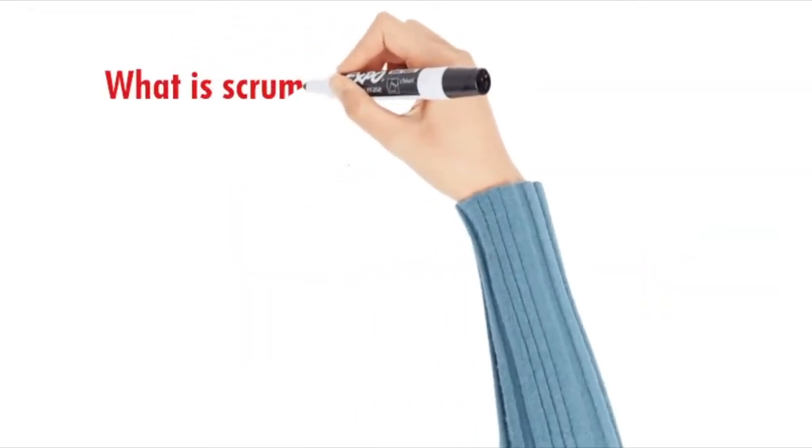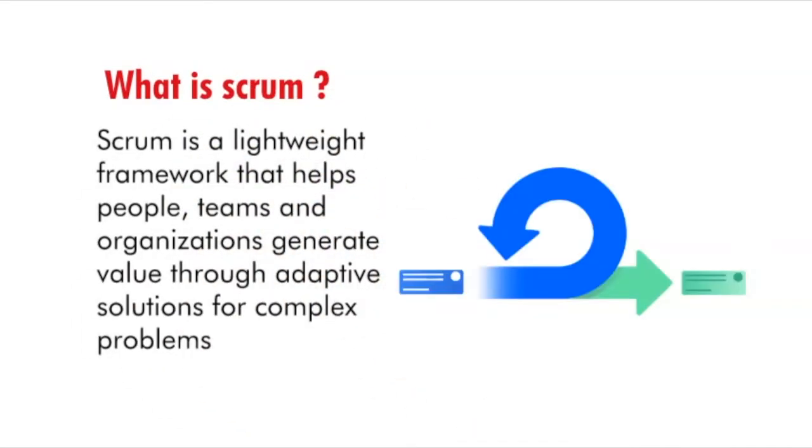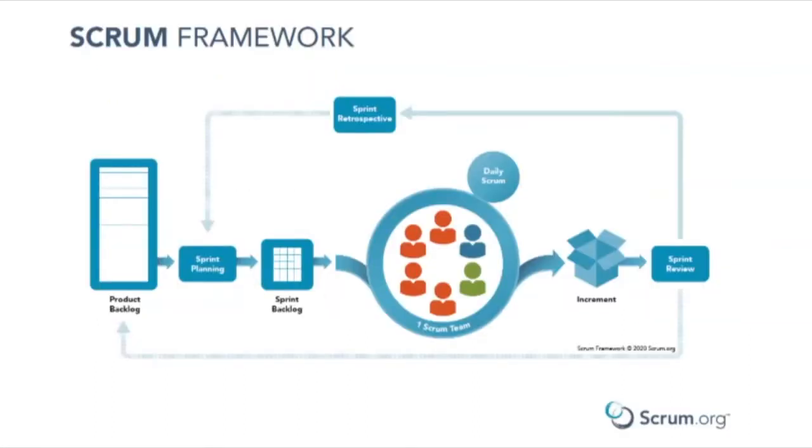Now let's see the Scrum concepts. What is Scrum? Scrum is a lightweight framework that helps people, teams and organizations to generate value through adaptive solutions for complex problems. Let's see the Scrum framework, how it works in software industries. Let's see the Scrum events one by one. Sprint. Sprint is a fixed length event of a month or less to create consistency. A new sprint starts immediately after the conclusion of the previous sprint.